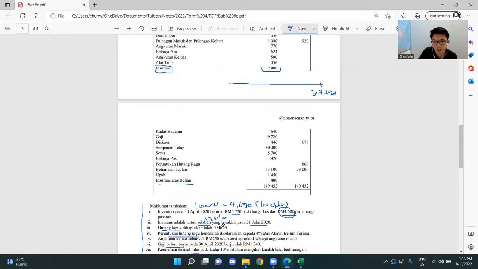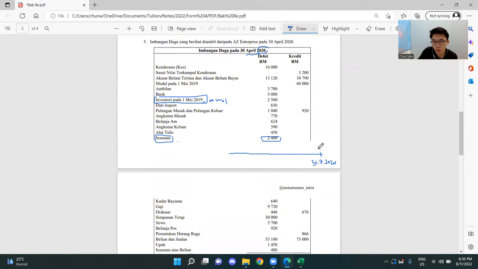And dia cakap ini, insurance ini, is for 1 tahun. So if you work back 1 tahun, how long was it? When was it? So the 1 year before 31st July 2020 will be 1st of August 2019. All right. So from August, September, October, November, December, then January 2020, January, February, March, April, May, June, July, 31st July 2020. So that is up to 12 months, 1 year. Right now. So meaning this 2,400 is for this one whole year from 1st August 2019 sampai 31st July 2020.